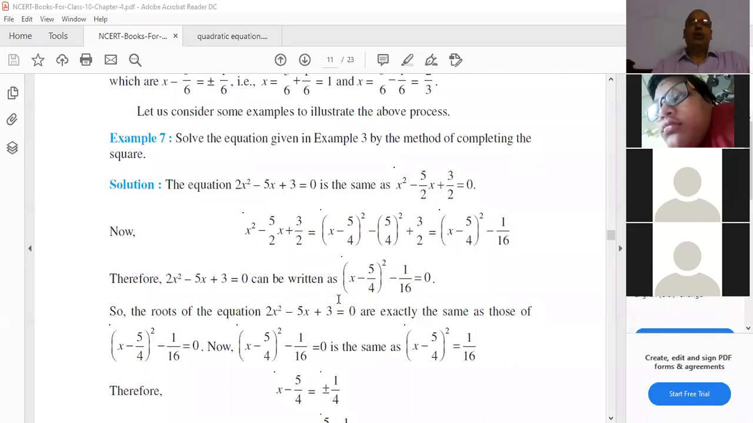So we will get 2x minus 5 by 4 whole square. Then 5 by 4 whole square is there, minus 5 by 4 whole square, and 6 you have to write. So 5 by 4 whole square minus 6. 5 by 4 whole square means 25 by 16 minus 6.